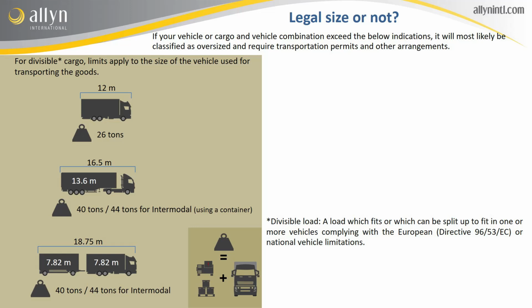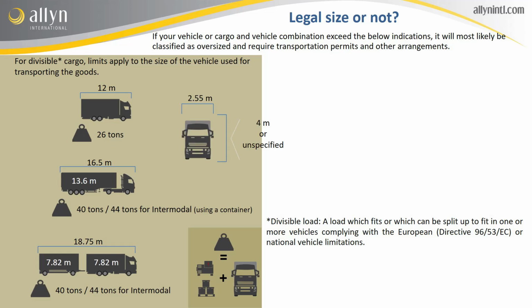Finally, you could have a non-articulated truck followed by a trailer or a semi-trailer. In this case, the total length is 18.75 meters, which gives you a cargo space of about 15.6 meters, 2 meters more than with a simple articulated truck, and the weight remains the same, 40 tons or 44 tons for intermodal, making this a good solution if you have lighter, voluminous cargo, as you have more volume capacity, even if the weight capacity is not higher.